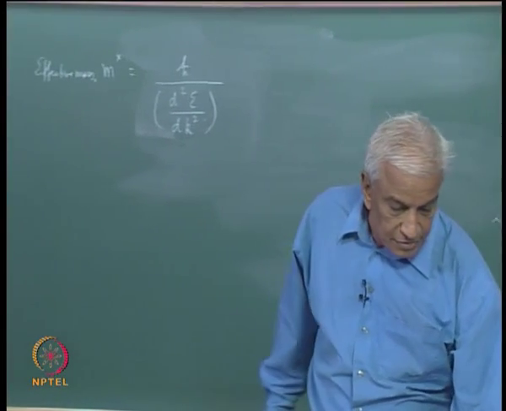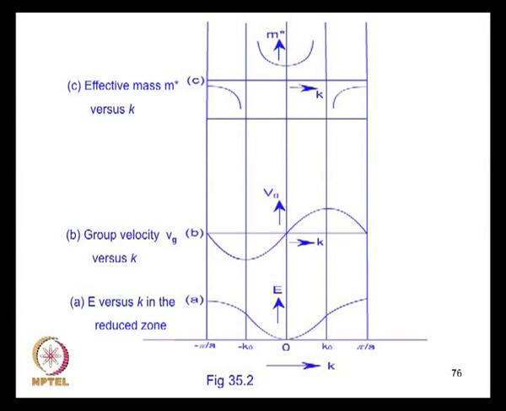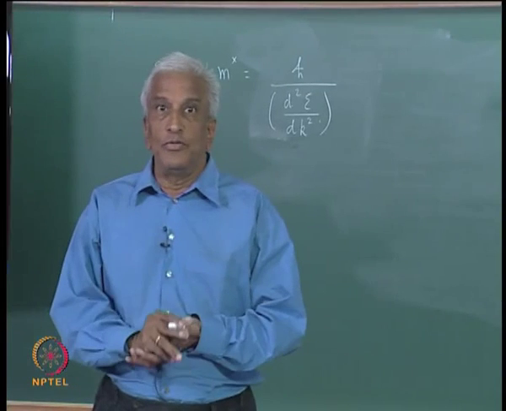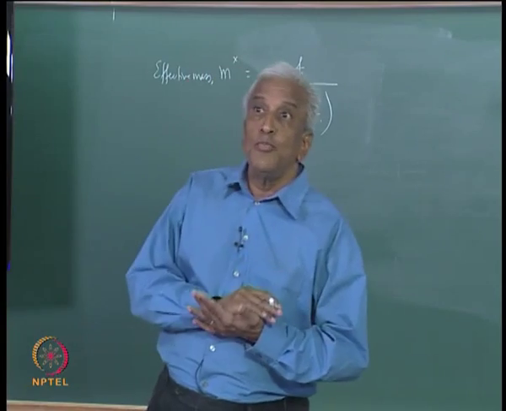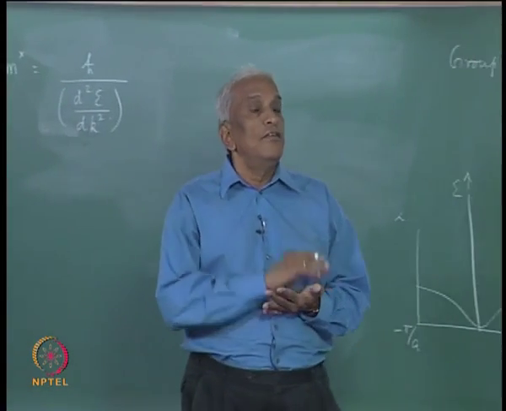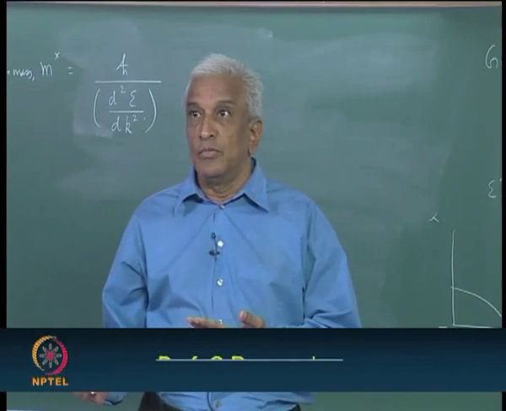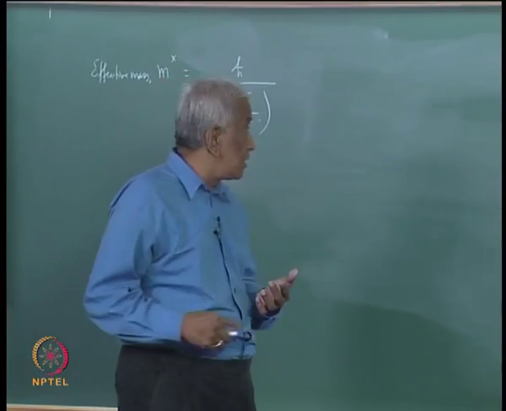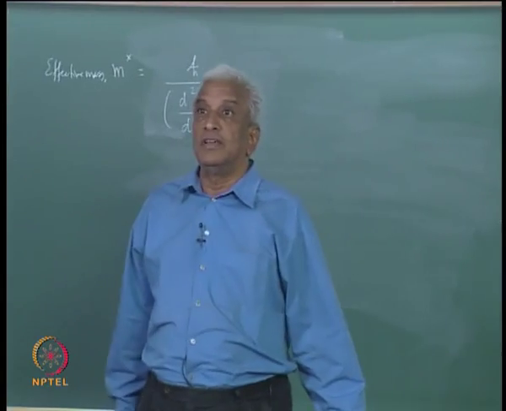So, the effective mass is also shown in the figure, which also depicts, along with the E versus k curve, the variation of the group velocity as well as that of the effective mass m star. So, the concept of effective mass is therefore closely related to the second derivative of the E versus k curve. The effective mass is positive for k values which lie from 0 and the maximum value on either side, minus k naught and plus k naught, where k naught corresponds to the wave vector corresponding to the point of inflection, where the group velocity is a maximum.